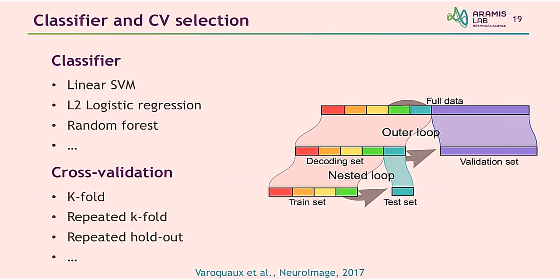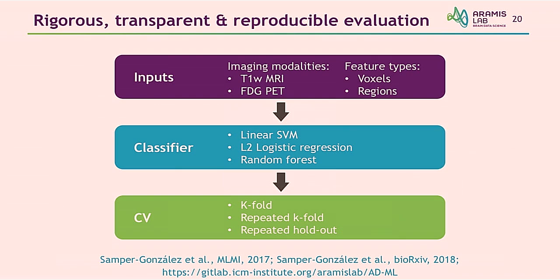We privilege the repeated holdout with many repetitions that we've seen before. And we optimize the hyperparameters of our classifiers using nested cross-validation. We've seen a lot of that this morning, so I won't go into the details. But basically, once you've done all that, you end up with some possible inputs.